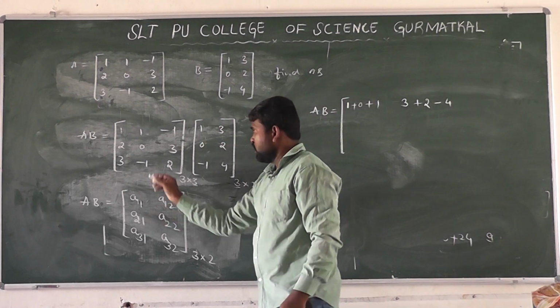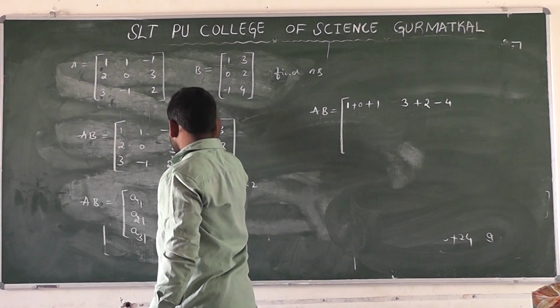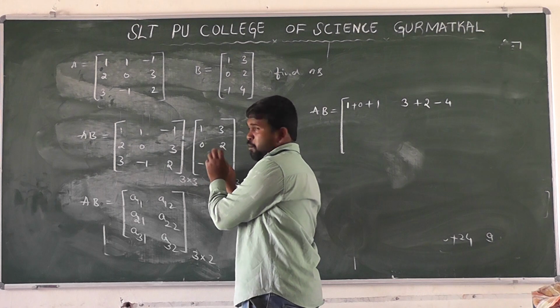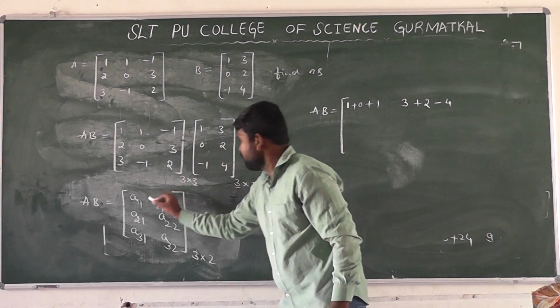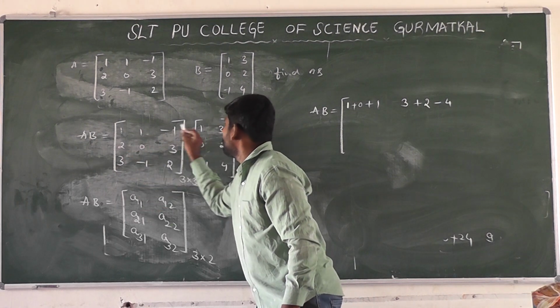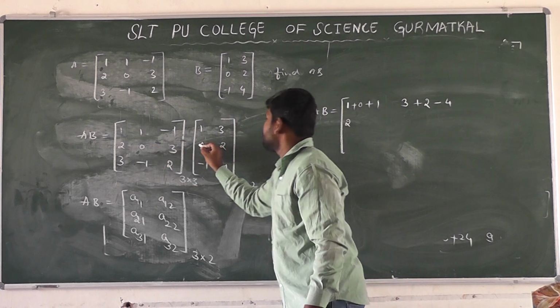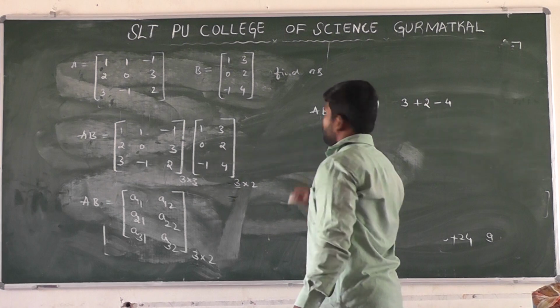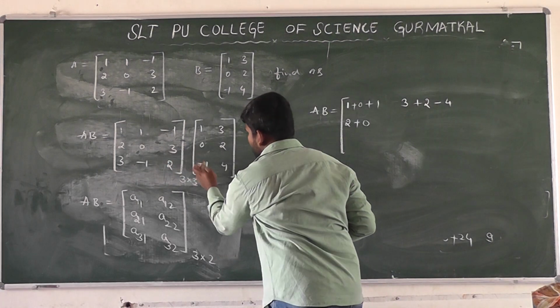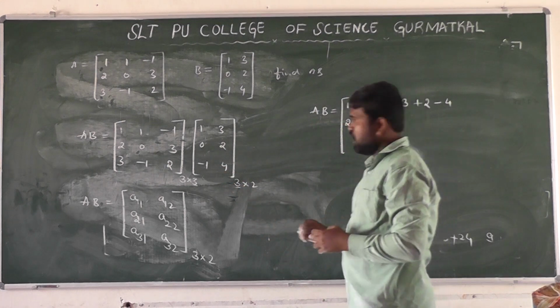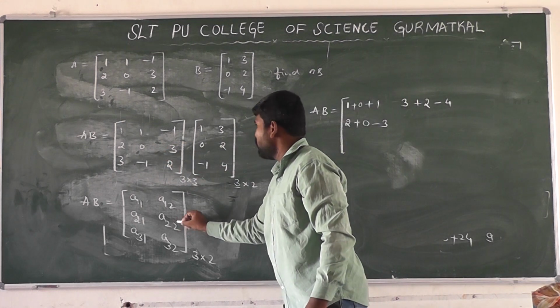Next, second row of the matrix A into first column of the matrix B. We multiply the corresponding elements and get the sum. 2 into 1 is 2. Next, plus 0 into 0 is 0. Next, plus into minus is minus, 3 into 1 is 3. Right? Next, it's over. Next, second row, second column.